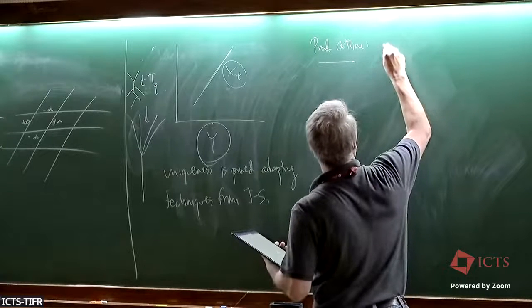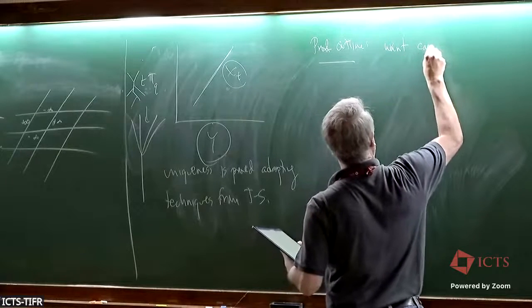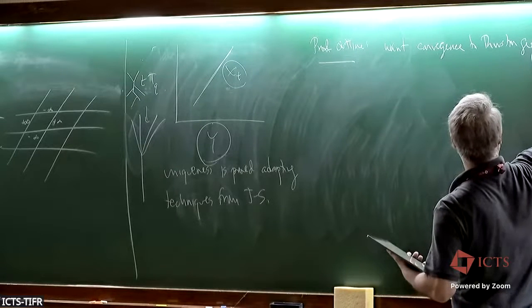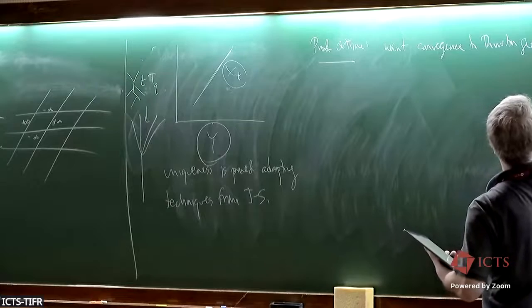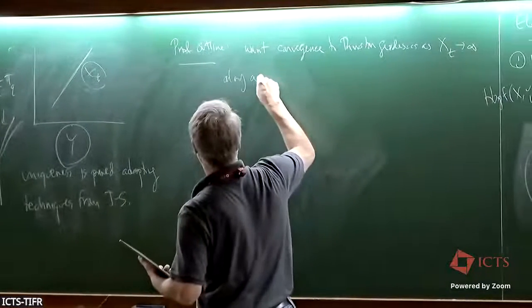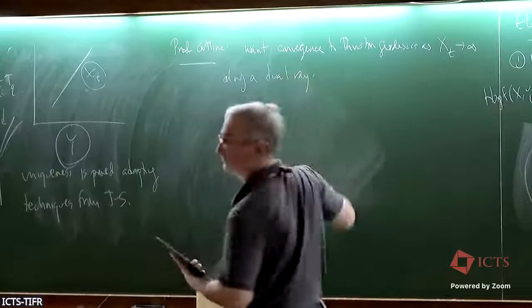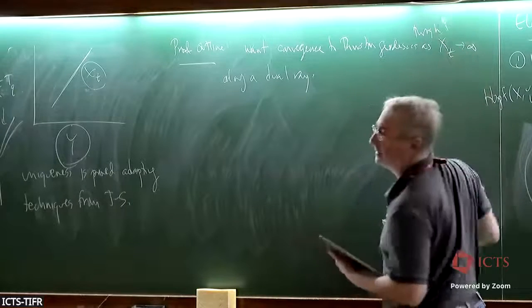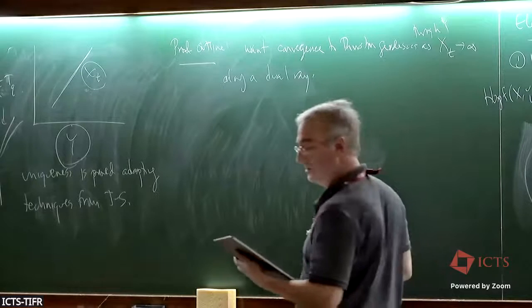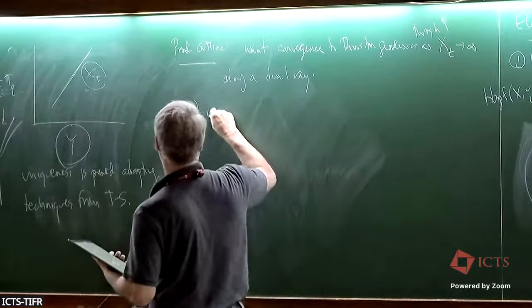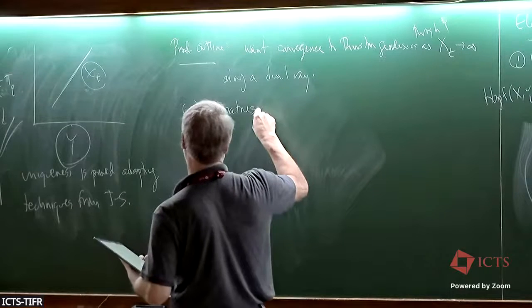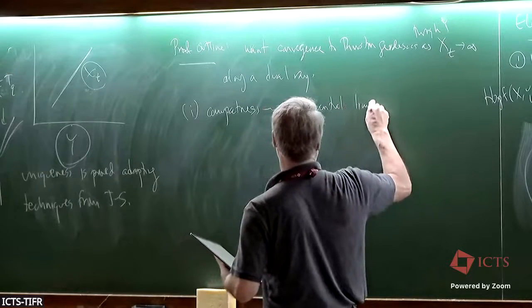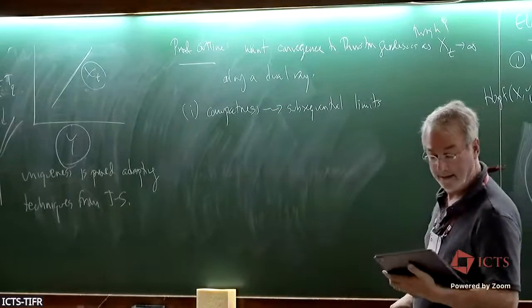All right, so we want convergence to Thurston geodesics as xt goes to infinity along a dual ray, right? Thurston geodesics through Y. Okay. So first, there's some basic compactness that I haven't told you about, but it's not so bad, which gives subsequential limits.